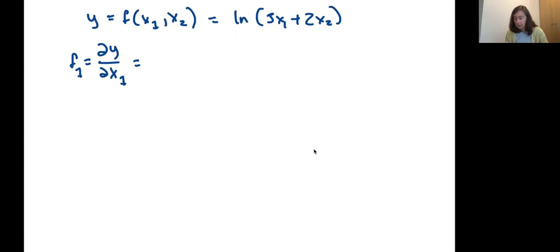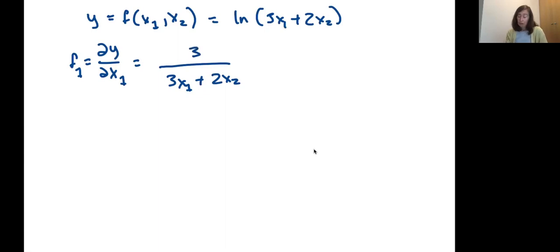It's the derivative of the outside here. I've got the log of something, so that is going to be 1 over that something, 3x1 plus 2x2. But then I also need the derivative of the inside. It's a chain rule thing because I've got a nested function, and the derivative of the inside with respect to x1 is 3.